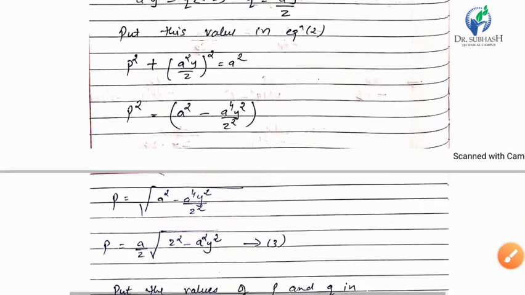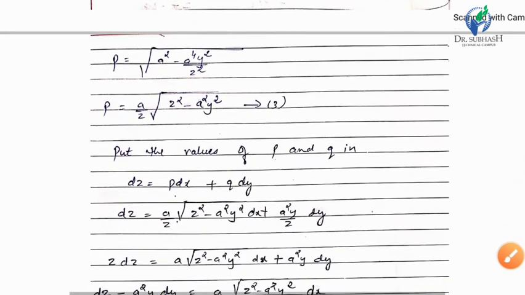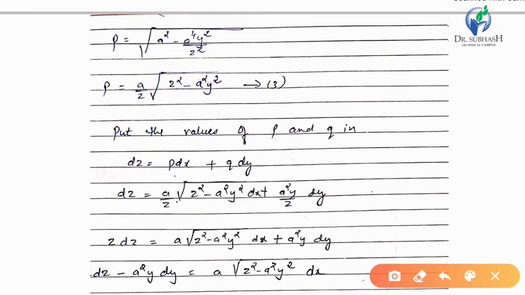Now I need the value of p, so I will take this term to the other side of the equation. So I get p square equal to a square minus, I will square this term, a square minus a raised to 4 into y square upon z square. So p will be equal to under root of a square minus the whole term. Now a square can be taken common, and from the denominator we can first take the LCM, and I will take a square upon z common. So inside the square root I will get z square minus a square y square. I name this as equation 3.